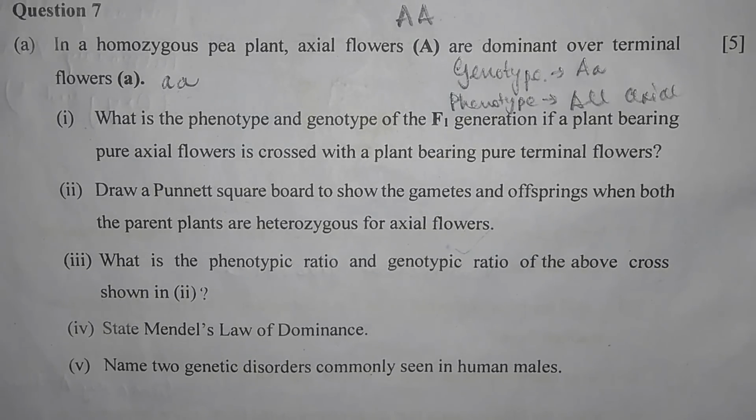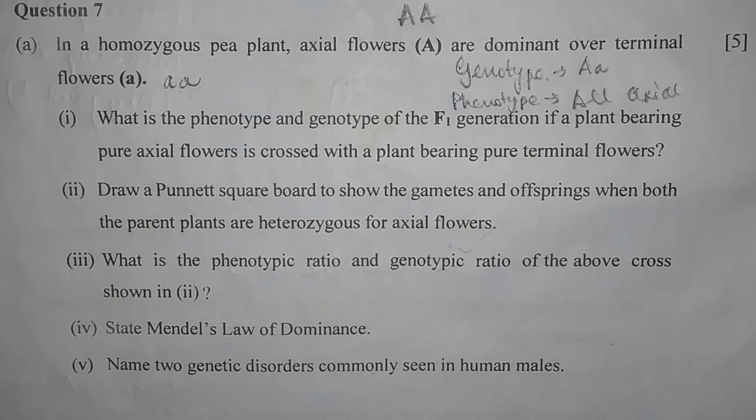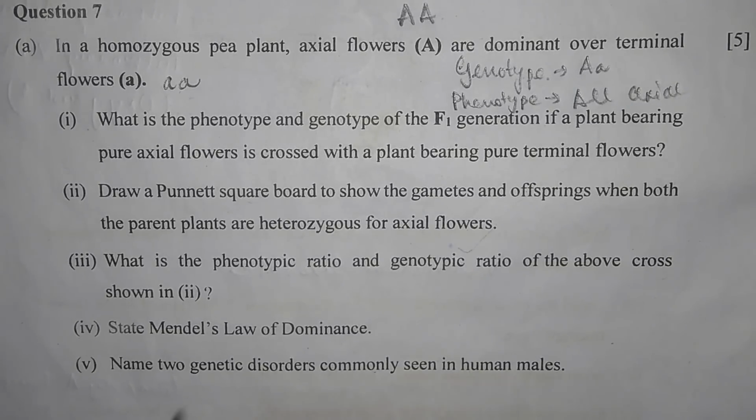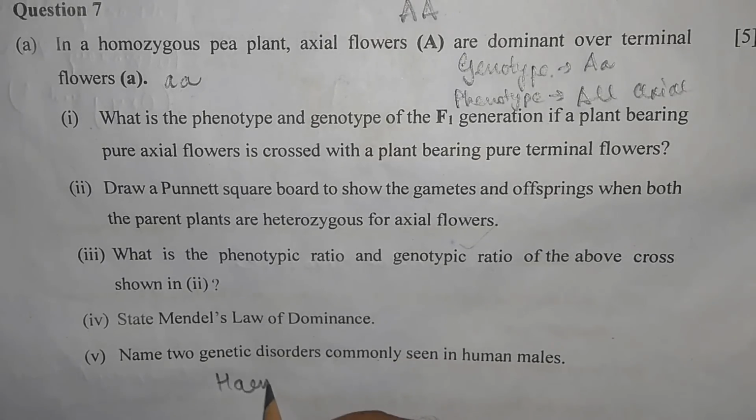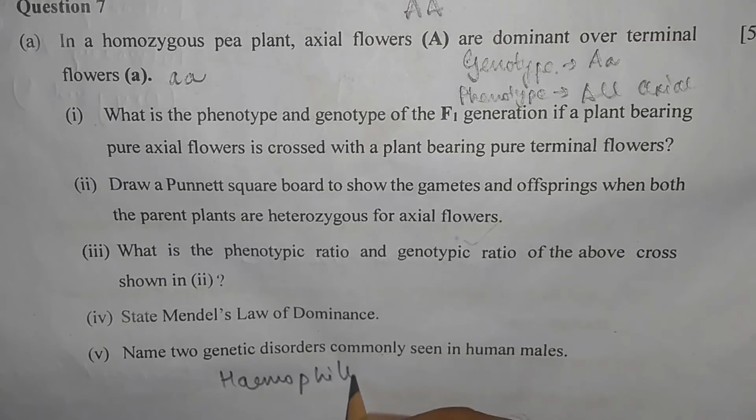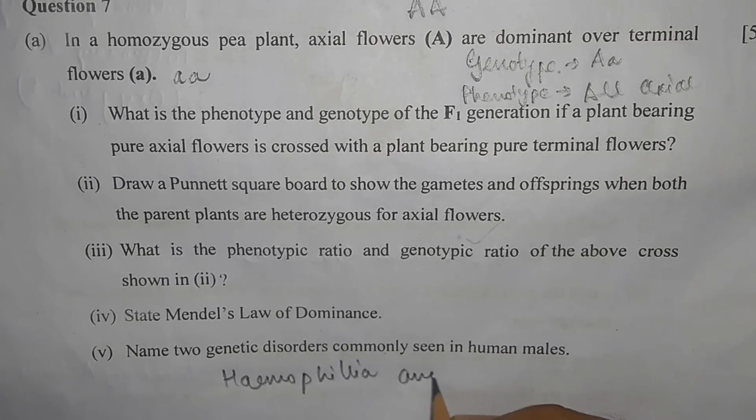Number 5. Name 2 genetic disorders commonly seen in human males. Well, that's easy. We have hemophilia and color blindness.